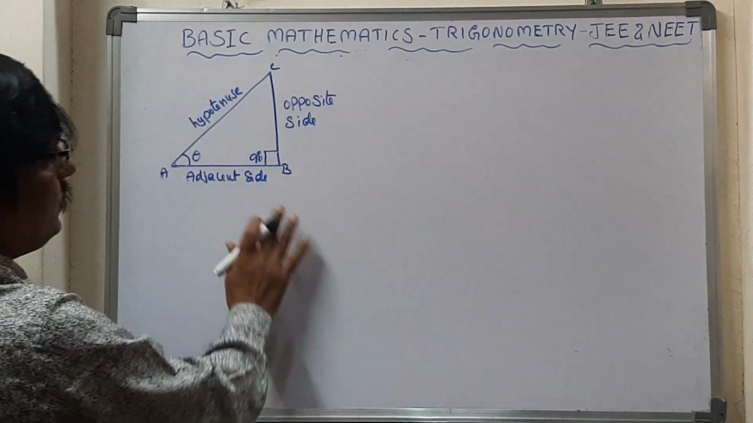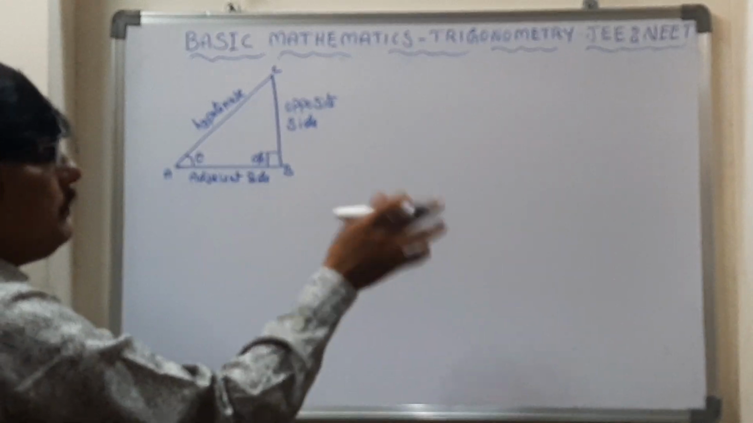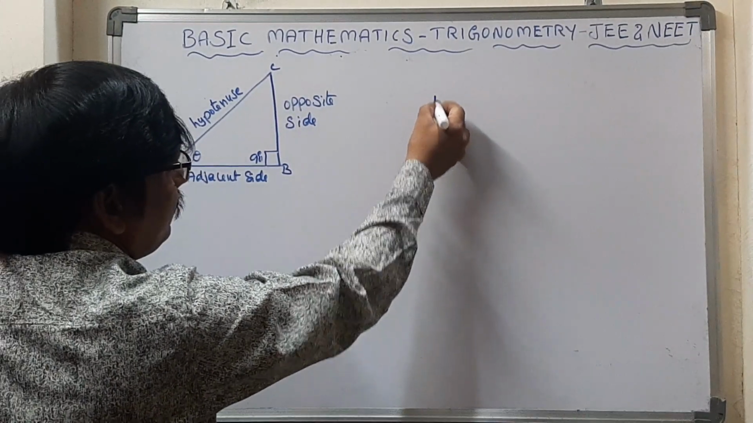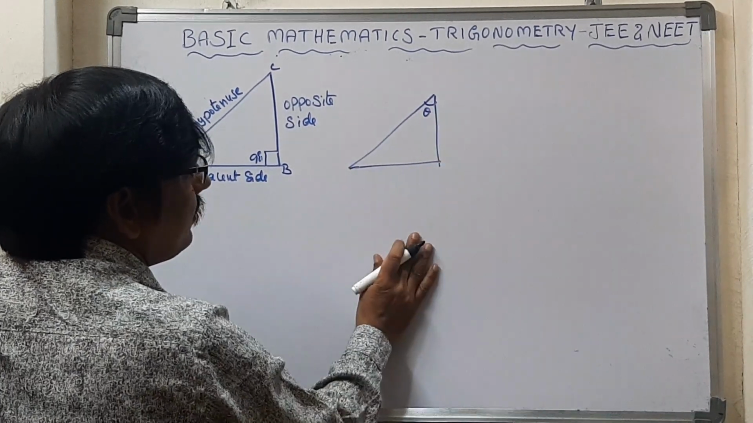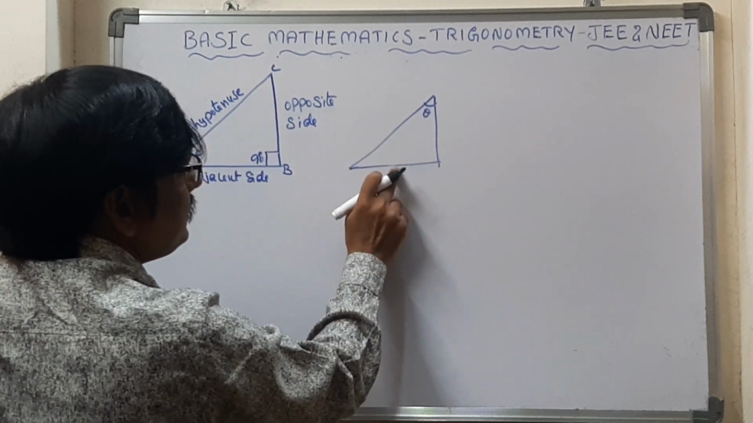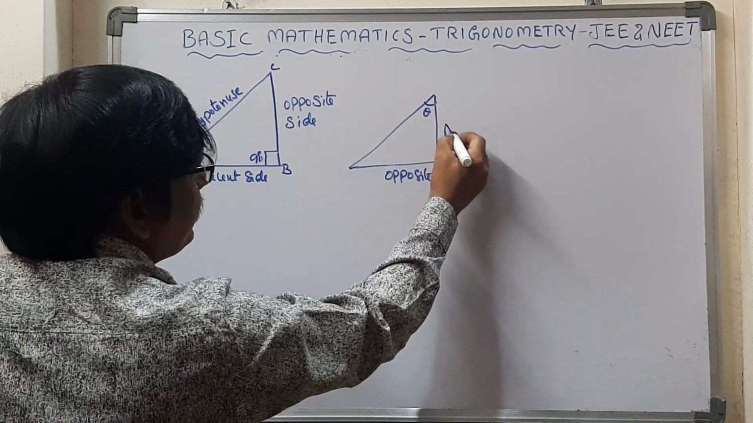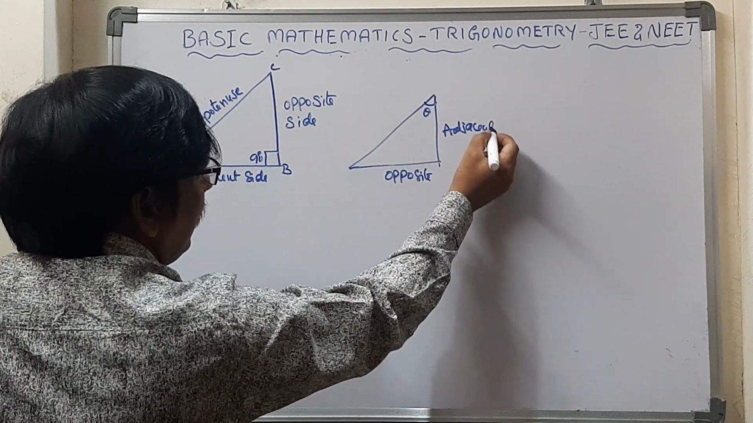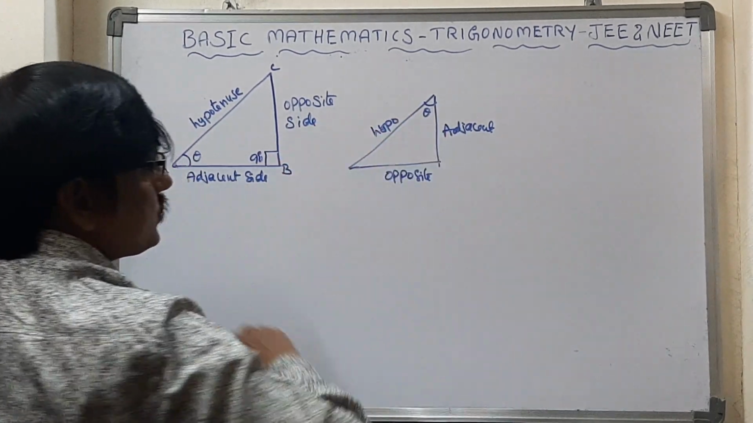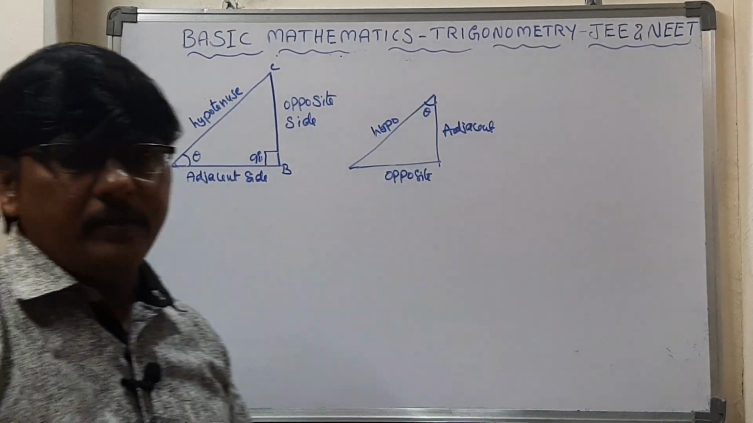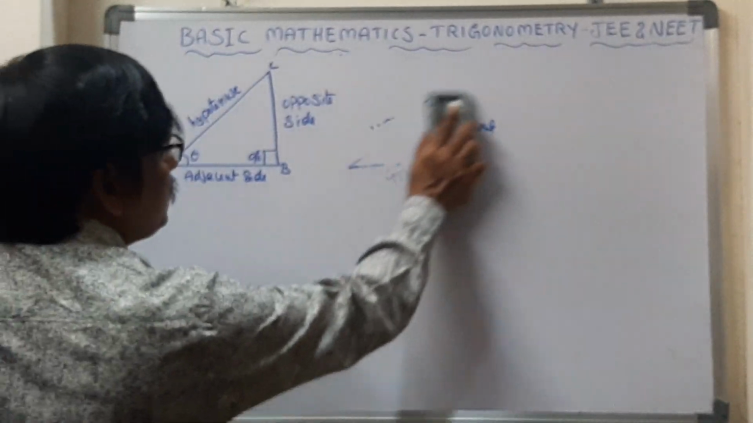Is it clear? These sides are not constant for all triangles; depending upon the angle, they change. For example, in this right angle triangle, if the angle is here this time, then this part becomes the opposite side and this becomes the adjacent side. There is no change in the hypotenuse, because it is the longer side. So the adjacent and opposite sides are not constant; depending upon the angle they change.